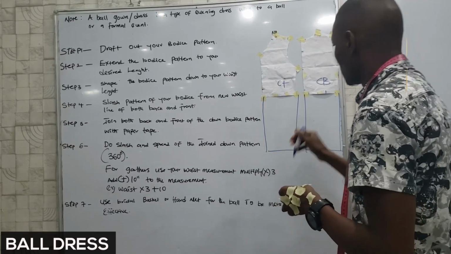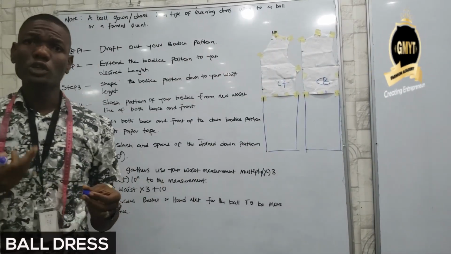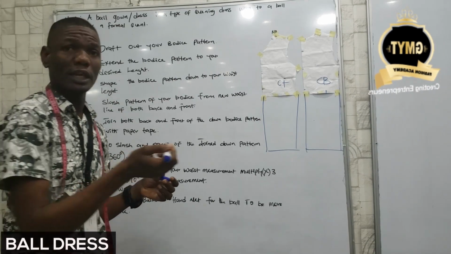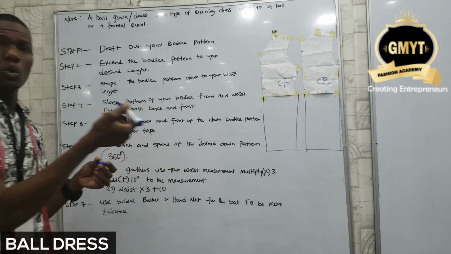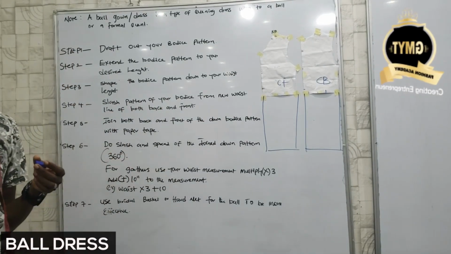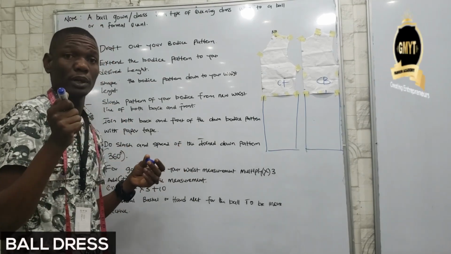back and front. Don't forget your bodies, you have the new waistline and you have the natural waistline. Now the new waistline, for those with tummy, for the new waistline, you are going down below 1 cm. You can go 1.5 cm, but please don't go more than 2.5 cm, even for pregnant women.